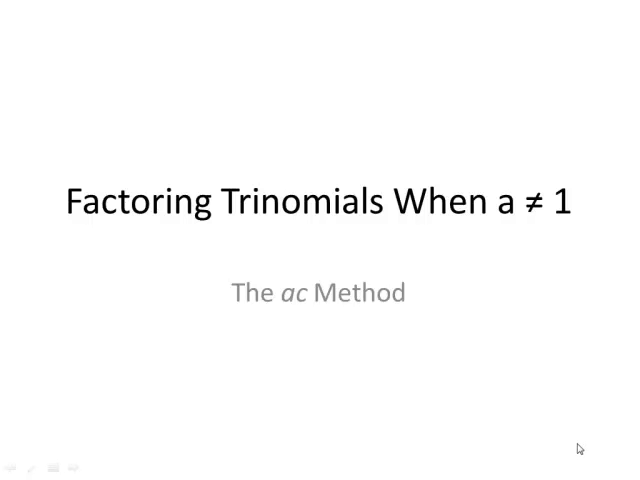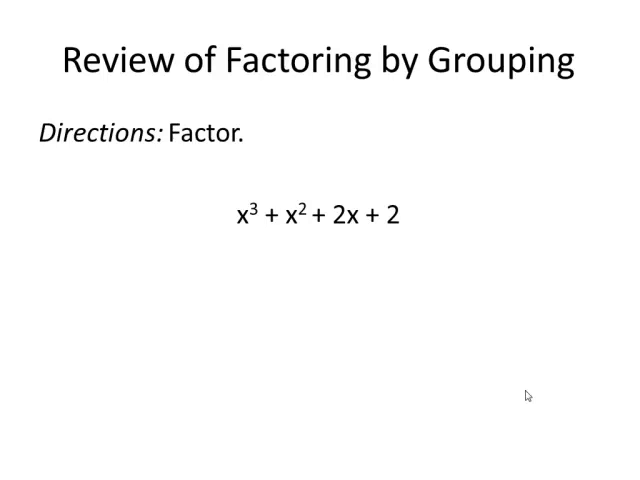This is another video about factoring trinomials when a is not equal to 1, but it uses a different method that's called the AC method or the key number method. It's got a lot of names, but it is an alternative method. Okay, so first what we're going to do is review factoring by grouping.